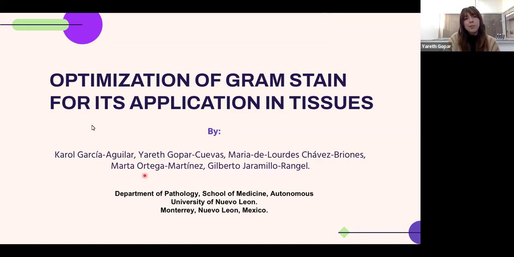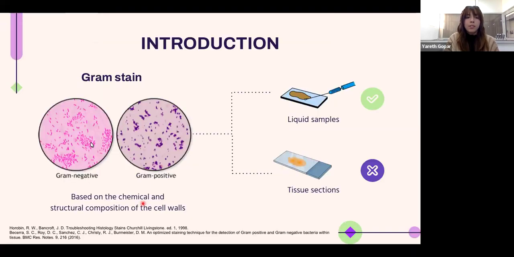Good morning. The present work is titled Optimization of Gram Stain for its Application in Tissues, and it was carried out by the Department of Pathology of the Autonomous University of Nuevo León. Well, for starters, as you may know, Gram stain is one of the most universally used techniques for microbiological diagnosis due to its simplicity, effectiveness, and speed.